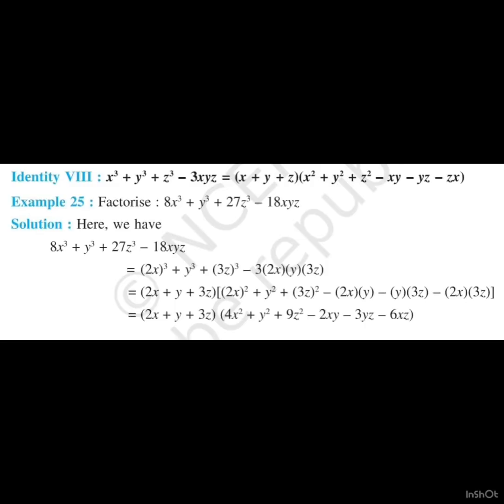So finally we have the product of two expressions. First is 2x plus y plus 3z and the second expression is 4x square plus y square plus 9z square minus 2xy minus 3yz minus 6xz.